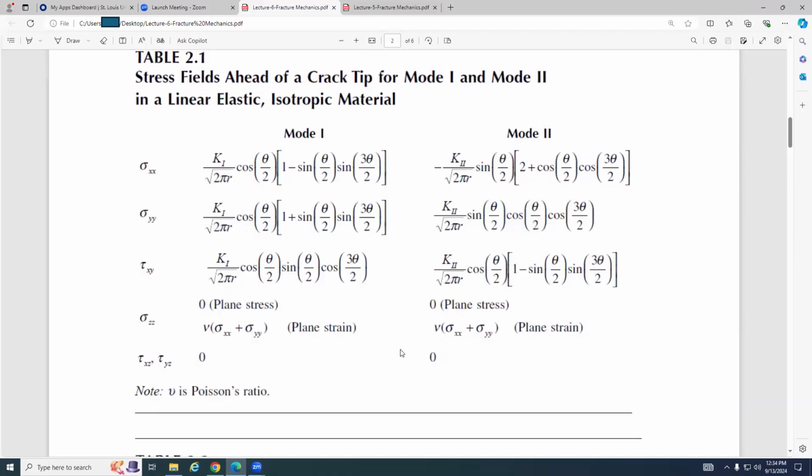And keep in mind, for the plane stress, these two components are equal to 0. I'm sorry, this is mode 1 and mode 2, guys. Okay, mode 1, these three equations hold for both plane stress and plane strain. Sigma zz equals 0 for plane stress, and sigma zz equals this one for plane strain, and also tau xz and tau yz are equal to 0. And this is for both mode 1 and mode 2.